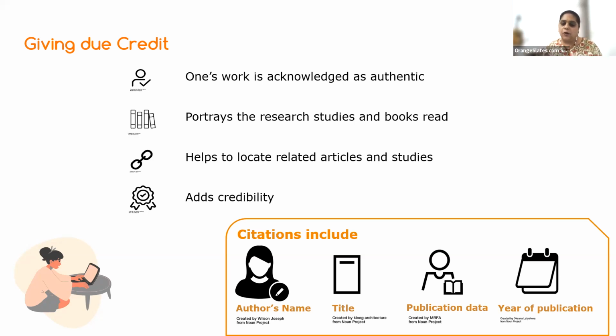Now, any common citation will have four main parts to it. Citation is bibliography or whatever referencing you call it. A citation is where you have the author's name, the title of the book or the website, and the publication data. Publication data now in this day and age is website data, and the year of publication.